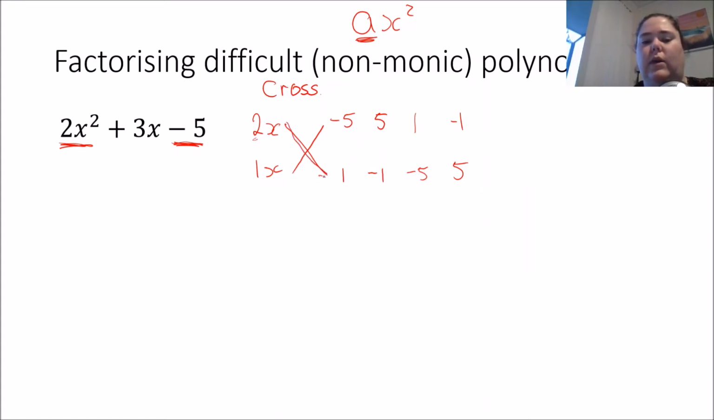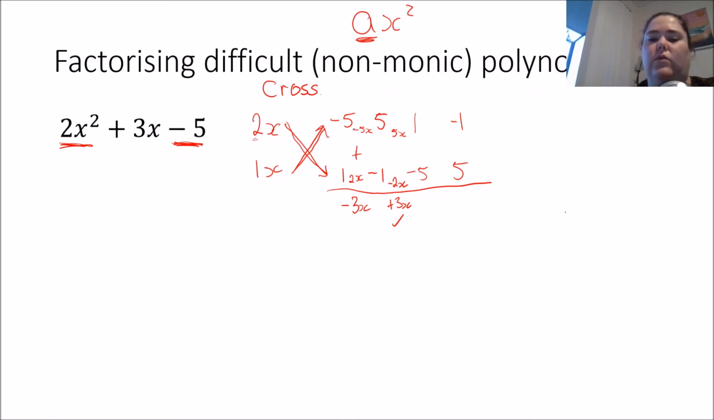So we do 2x times 1, which is 2x. X times negative 5, then add them together. So that one is negative 3x. Isn't the answer that we want. So then we do it again. So 2x times negative 1, negative 2x. X times 5, 5x. Add them together. That one works. But I just want to show you that we can do them all.